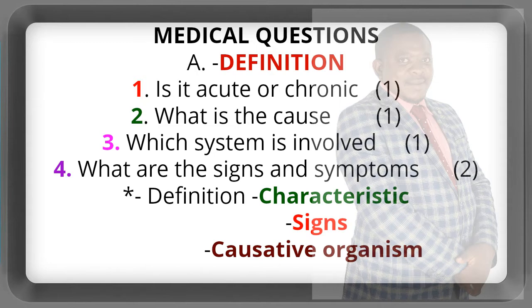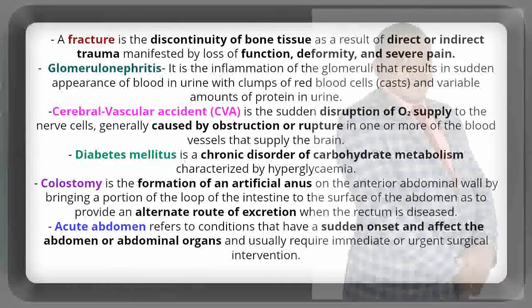Okay, so now, just to amplify what I've just talked about in defining a condition, I'm going to give brief definitions of some conditions here. I have a question about the fracture. The first question is, define a fracture. In defining a fracture, I'm going to say it is the discontinuity of a bone tissue that may come as a result of direct or indirect trauma, manifested by loss of function, deformity, and severe pain.